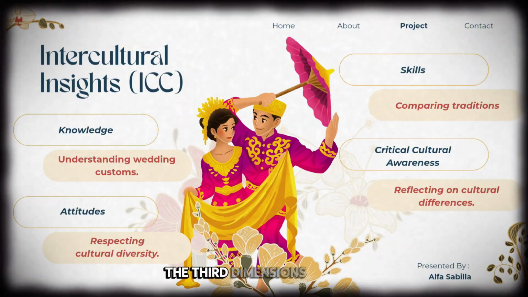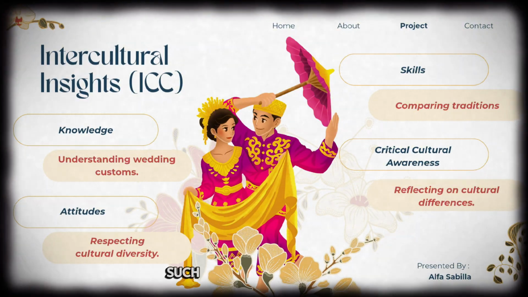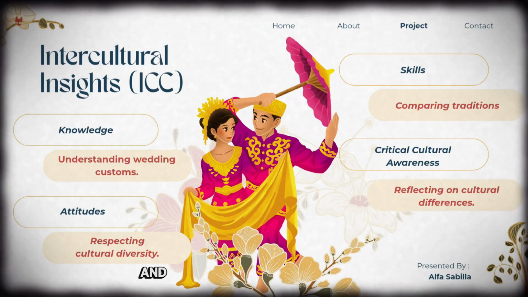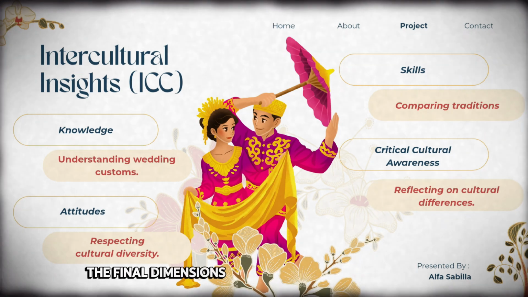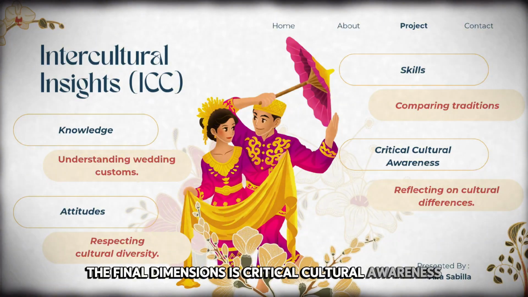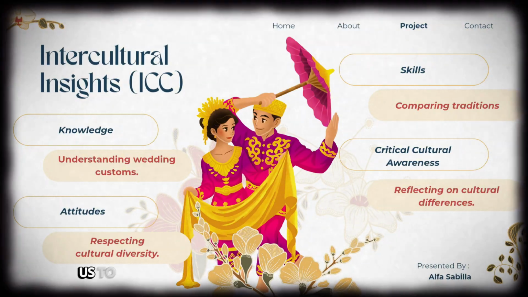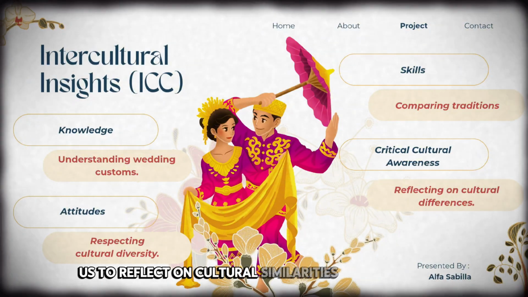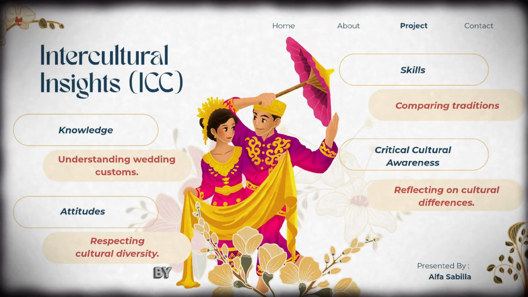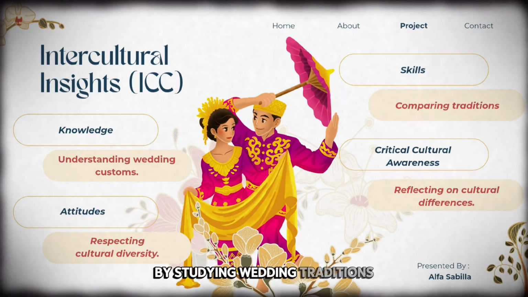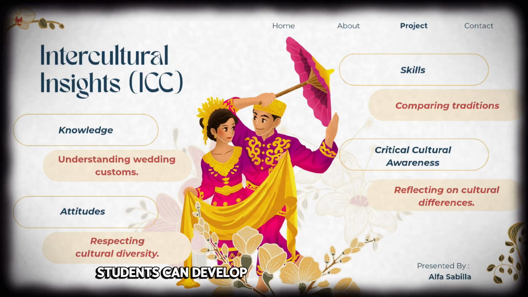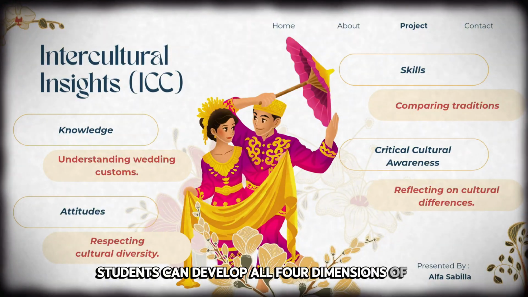The third dimension is skills, such as comparing cultures and interpreting cultural meanings. The final dimension is critical cultural awareness, which encourages us to reflect on cultural similarities and differences. By studying wedding traditions, students can develop all four dimensions of ICC.